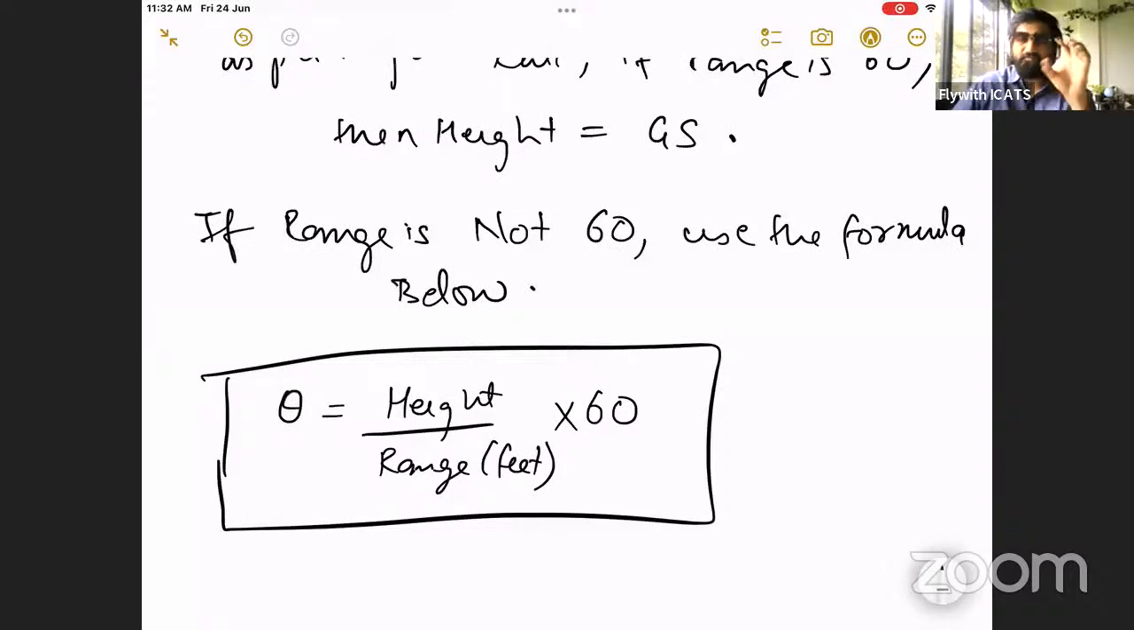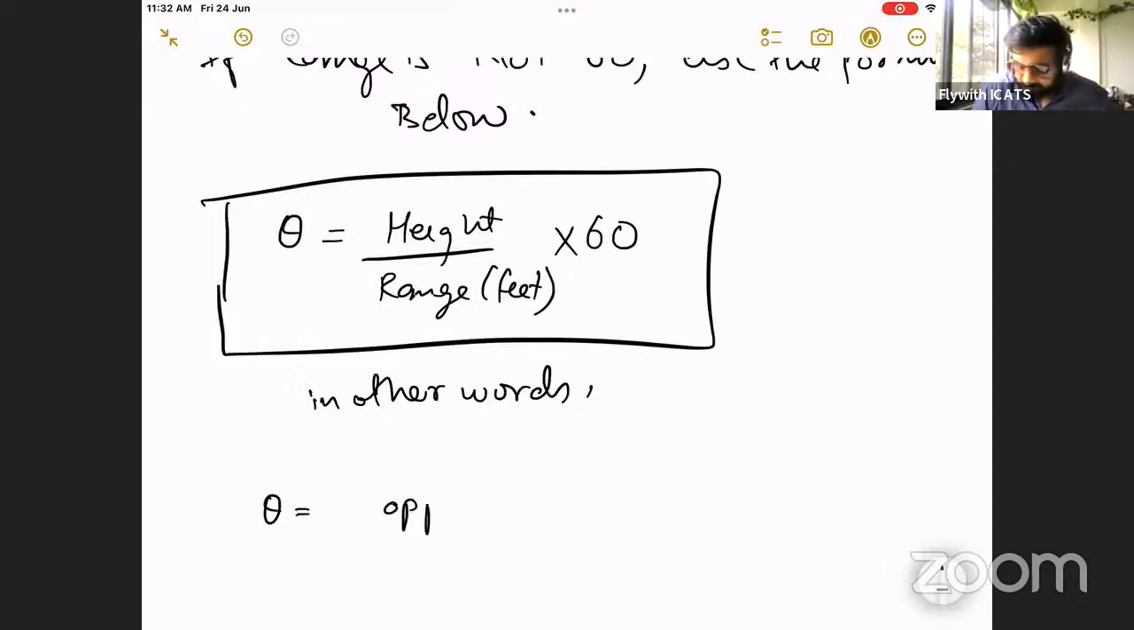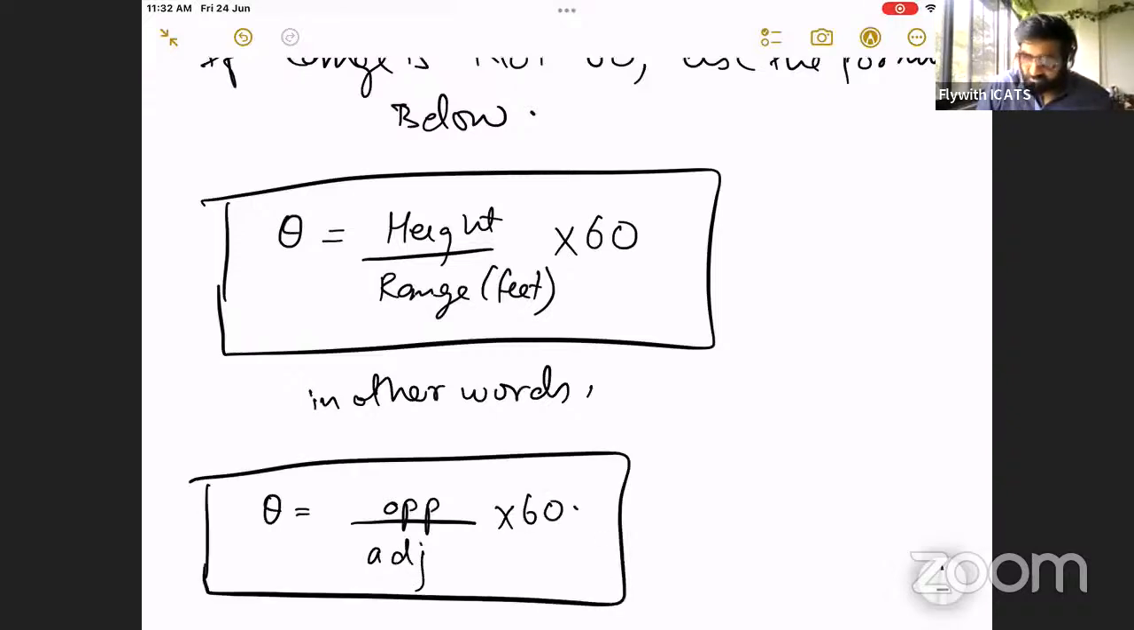So remember, if your range is 60, then the height is always equal to glide slope. Sometimes such simple questions can also come. But if your range is not 60, then we will use this formula. The other way to write this formula is, in other words, theta is equal to opposite upon adjacent into 60. This holds also true.